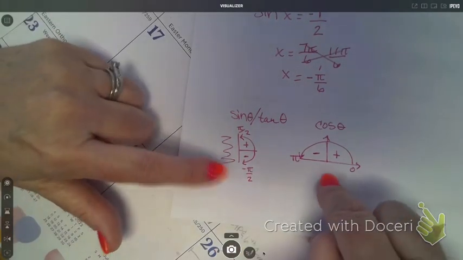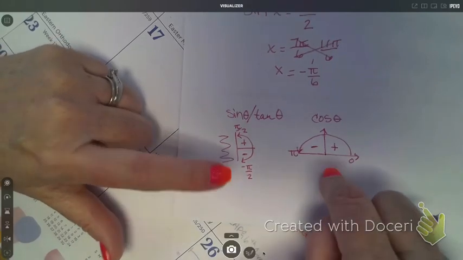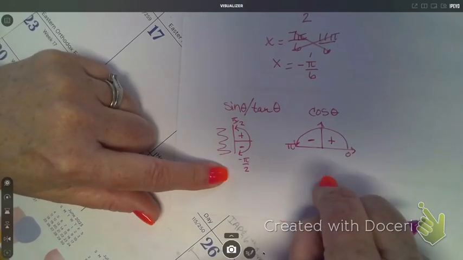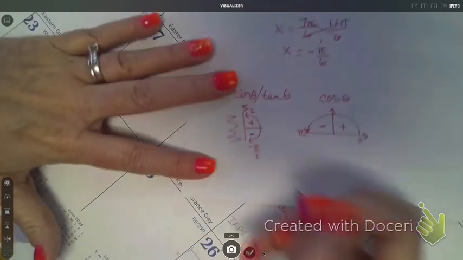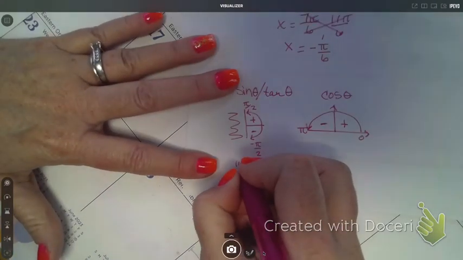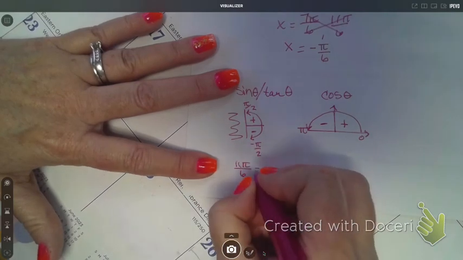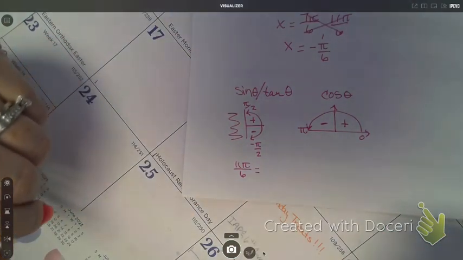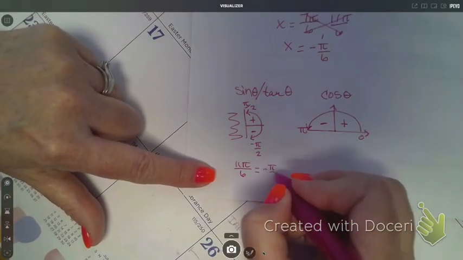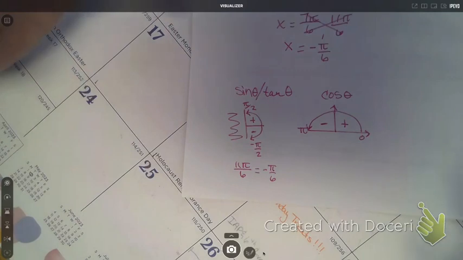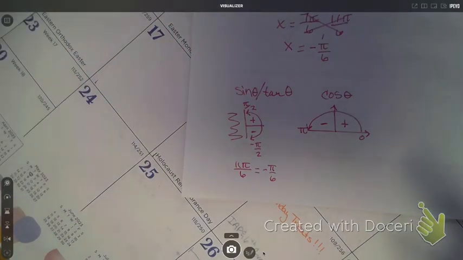Does this tell you right here where you can tell me an angle is at? Yes. And remember, 11 pi over 6 no longer exists. What is 11 pi over 6? What's the coterminal angle to that when it drops? Negative pi over 6. Those are coterminal angles, aren't they? At the same terminal side.